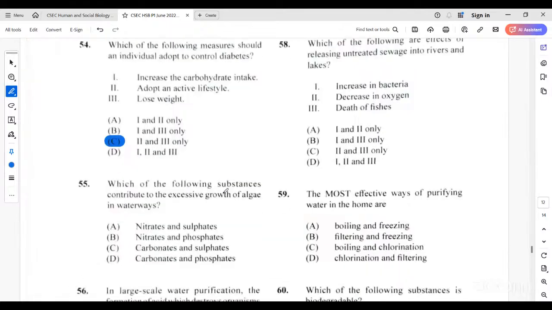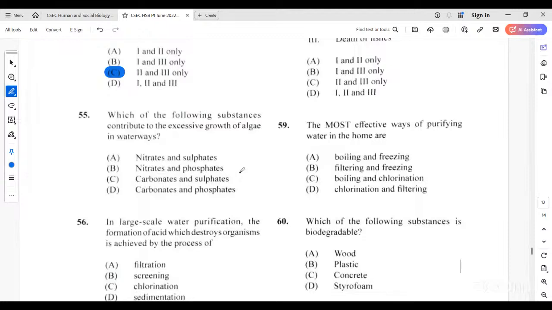54 is C. Which of the following substances contribute to the excessive growth of algae in waterways? We have nitrates and sulfates, nitrates and phosphates, carbonates and sulfates, carbonates and phosphates. We know it is nitrates and phosphates. B is the answer. I like your confidence. I like it. And that's exactly why we do these videos, so everyone gets that one. We're doing it for the one.